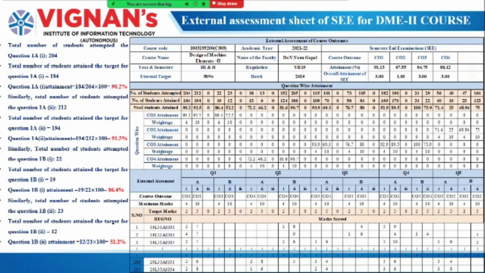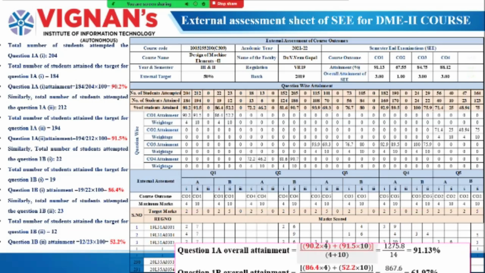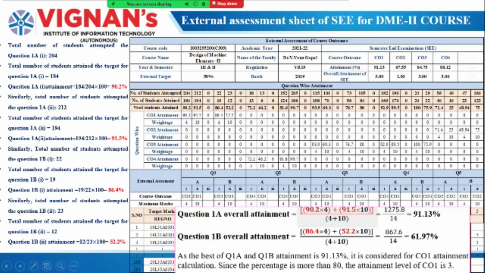Similarly, as you know, students have to answer any one question, either A or B from each question. So we will take the best marks. We will consider the best marks. So based on that, our attainment also, we will take the best attainment from either 1A or 1B. Right? Let us see the process.